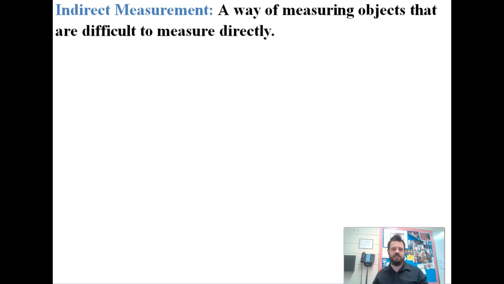Next thing we're going to do is get into some practical applications of similar triangles. And they're going to involve making something called indirect measurements. I'm saying indirect measurement is a way of measuring objects that are difficult to measure directly. So rather than laying the tape measure up to the object, we'll use proportions and similarity to figure out its length. Okay, that's the indirect measurement idea.